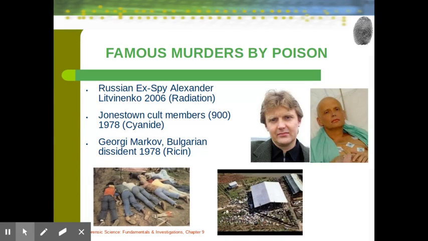Then there are some famous murders by poison. So, Russia, this is sort of outdated. I could add a few more Russian poisonings on here. Seems like if you are an enemy of Russia, you're likely to be poisoned. And there was, of course, the Jonestown cult. If you ever hear people use the term like, oh, they drank the Kool-Aid, that was a reference to the Jonestown, where they put cyanide in the Kool-Aid and had the cult members drink it. Of course, the option, if you didn't drink the Kool-Aid, was to be shot. Georgy Markov, the Bulgarian dissident, was also poisoned with ricin.